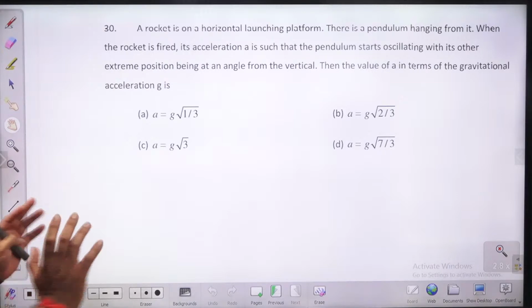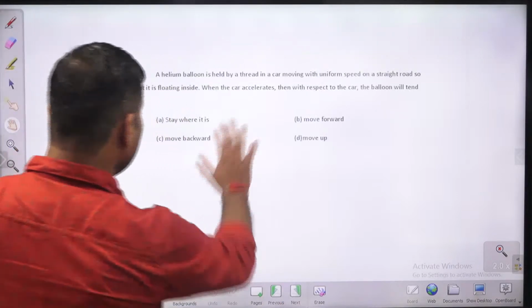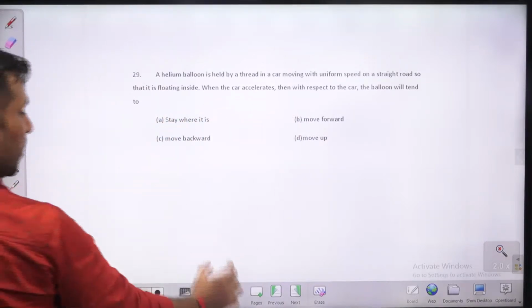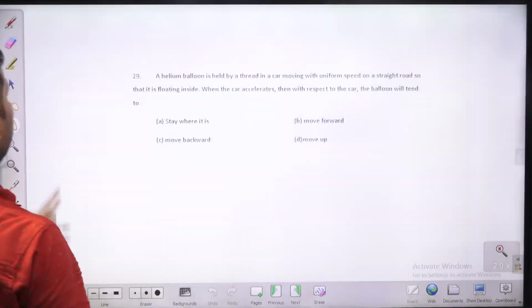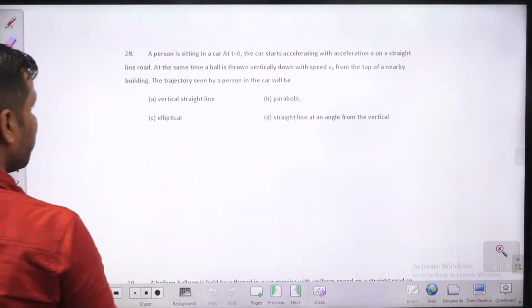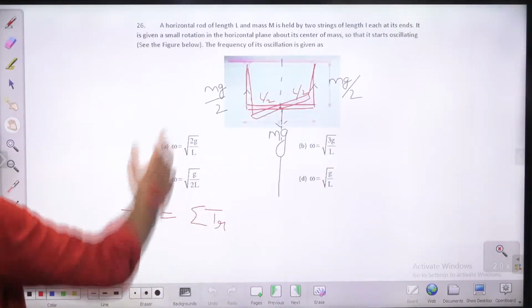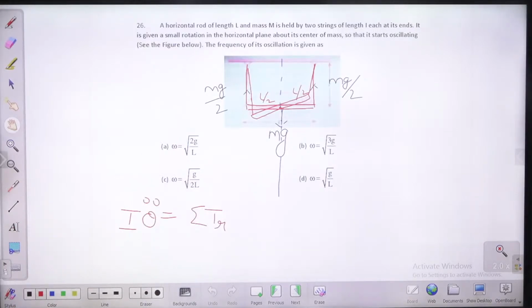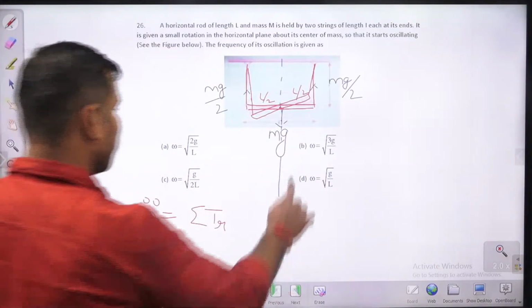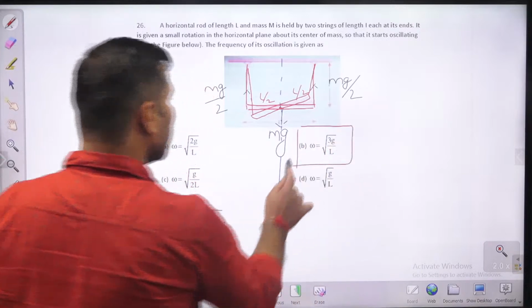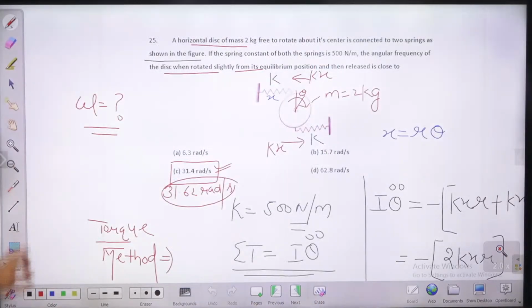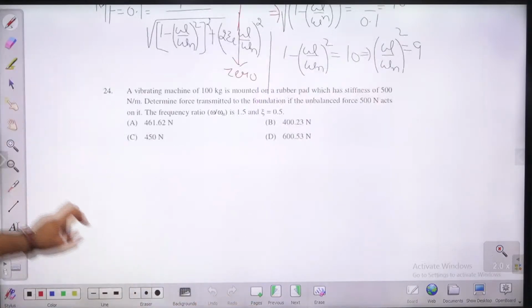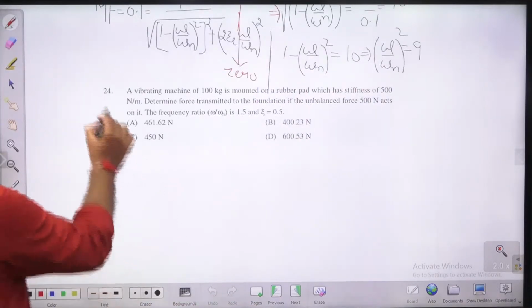So if you want to try, you can try these two questions: this one, the 29th, and the 28th also. Otherwise, for this question, I have already given you the idea. If you solve this using the torque method, you will get this answer. So I planned 25 questions, guys, for today's session. This is the last question we are going to solve, the 24th question.